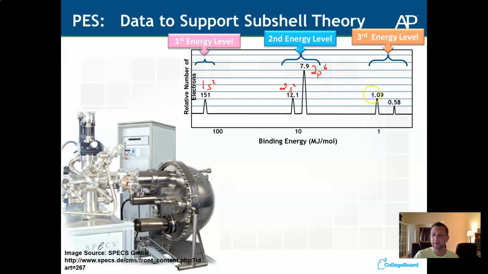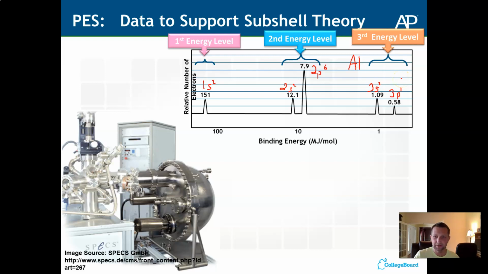All right. Here we have third energy level, 3s2, because it's the same peak height. And then look at this. This peak height is half of this, so it should be half the number of electrons. That would be 3p1. And that gives us 1s2, 2s2, 2p6, 3s2, 3p1. This is aluminum. That's the PES for aluminum.